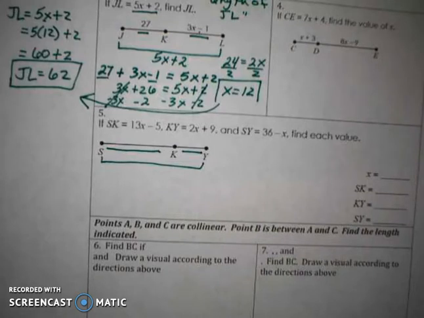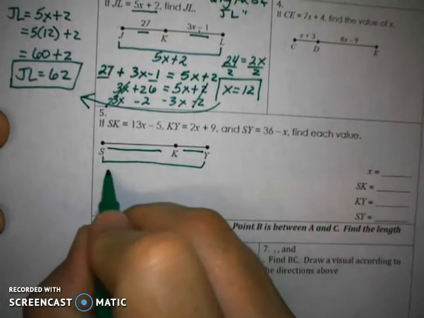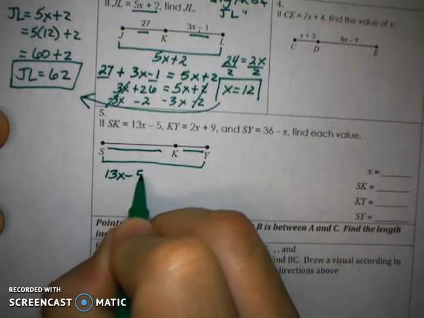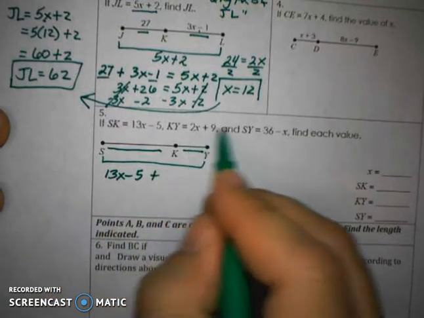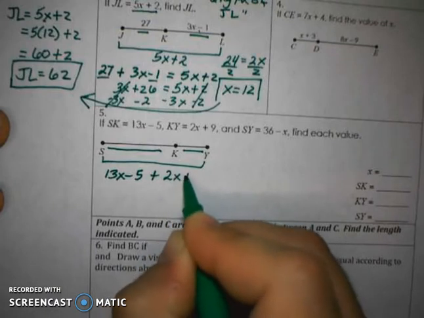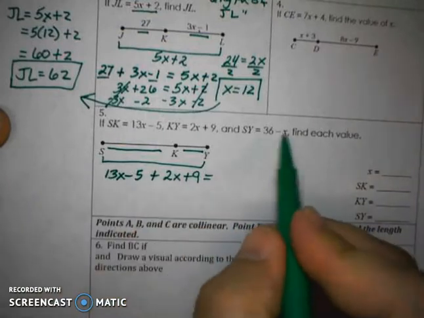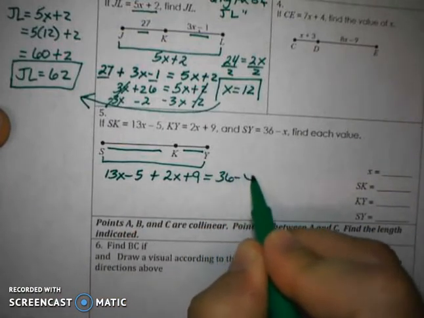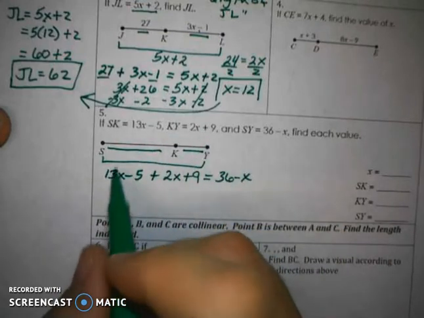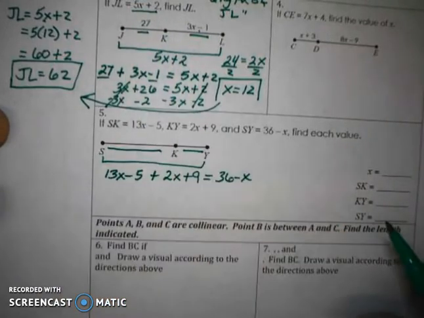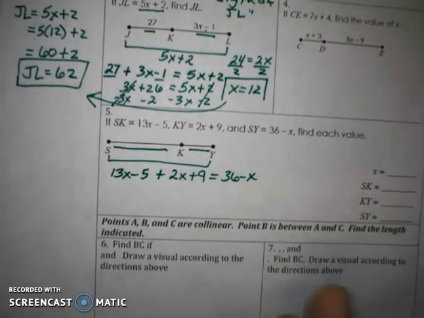All right, pause the video if you need more time, but otherwise this is what you should have. This first part, SK, is 13x minus 5. The other part, KY, is 2x plus 9. So I'm going to add those two parts and set it equal to the whole thing, SY, which is 36 minus x. And you'll notice none of the parts or the whole were given to us as single numbers, like in the previous two examples. That's okay. We are still just working with single variable equations.